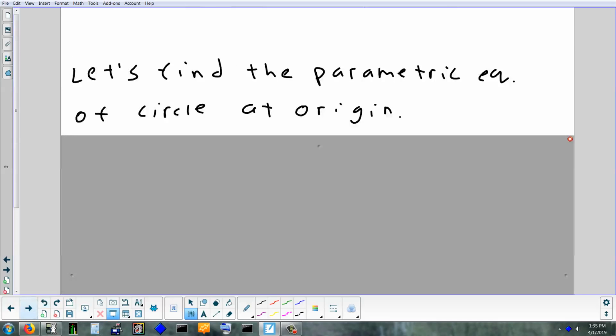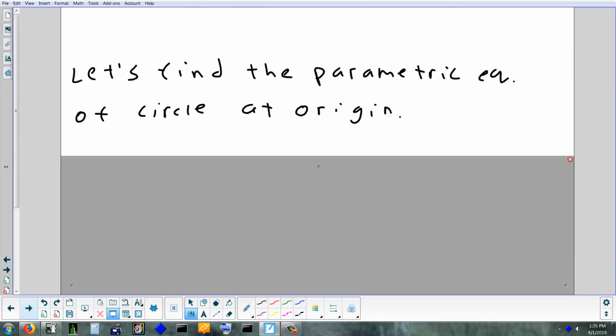All right. So now we're going to look at a few special parametric graphs. First one is a circle.